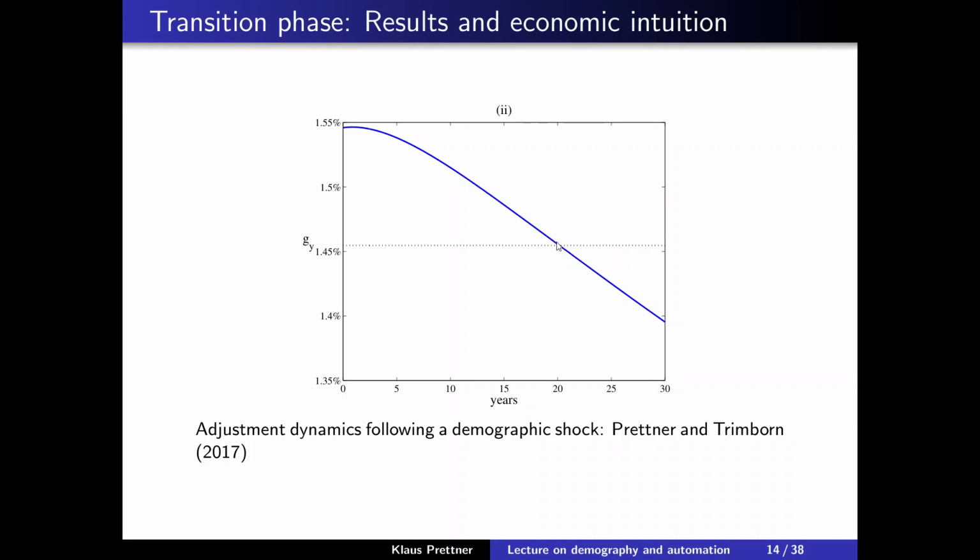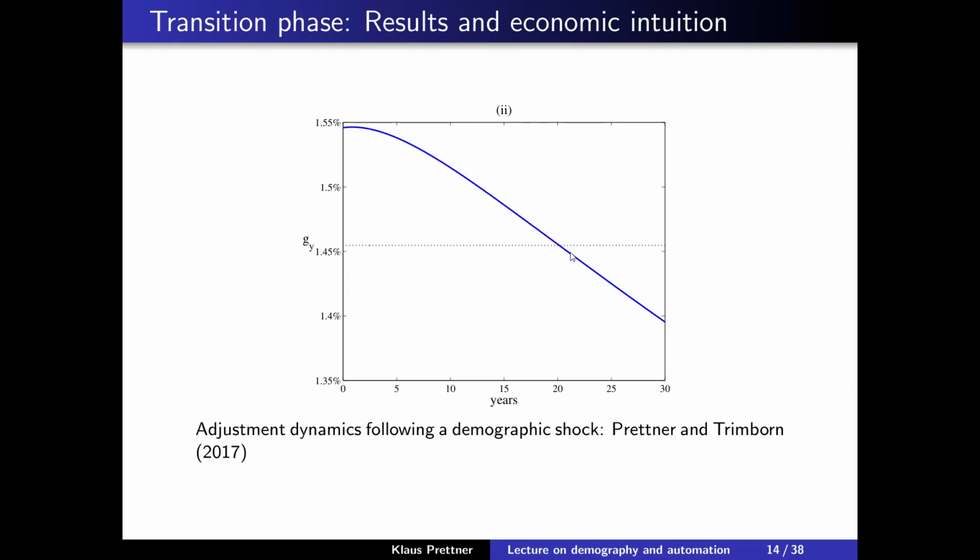However, what we also see here and what is crucial is that it takes 20 years for the growth rate to fall below the growth rate without the demographic change. So the demand side effects are present for a rather long time period. And if you look at the level of per capita GDP, it would be higher than in the case without demographic change for even 40 years. So for quite a long time period.